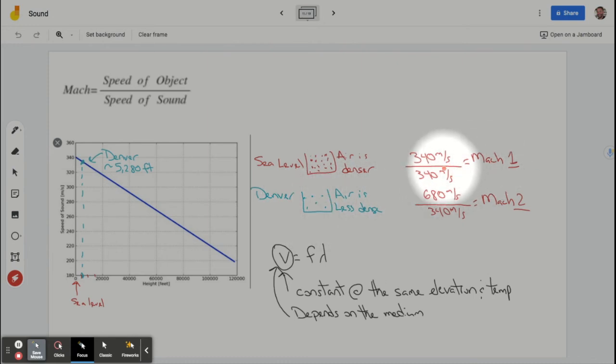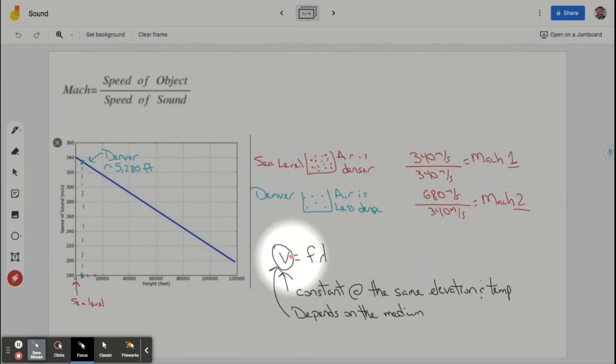So if I say Mach 1 at sea level, you're going the exact speed of sound. Notice there's no units because the units cancel out. If the object is going 680, and the speed of sound is 340 at sea level, well, that's twice the speed of sound, so that's Mach 2. That's where that term comes from.